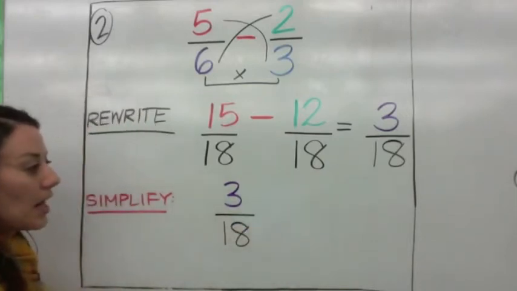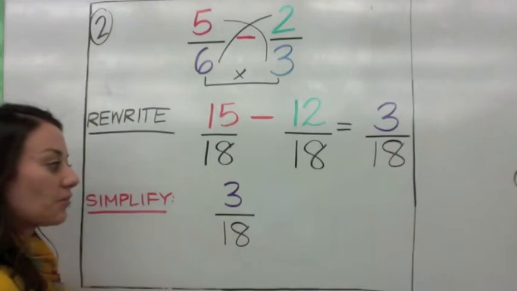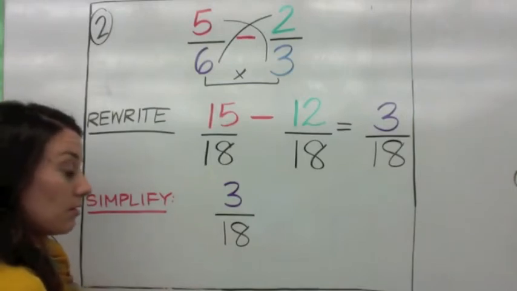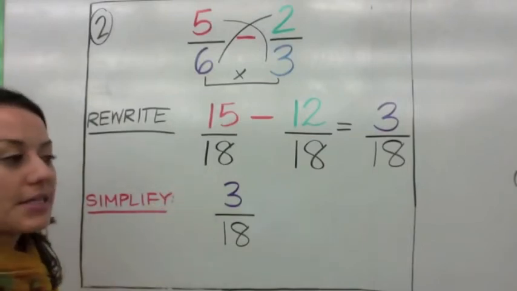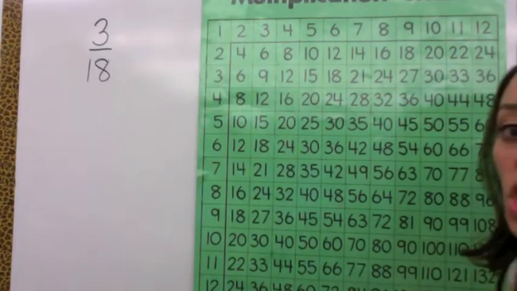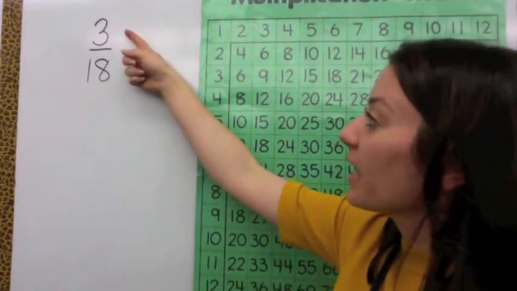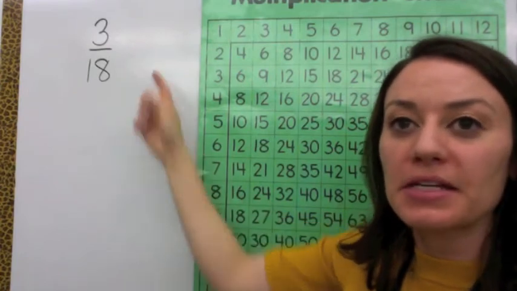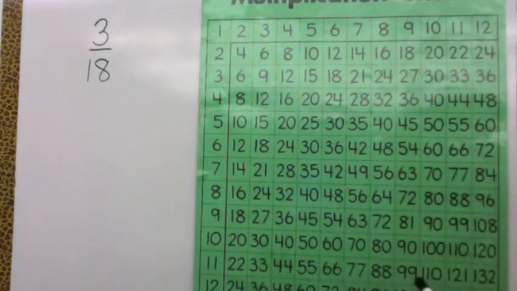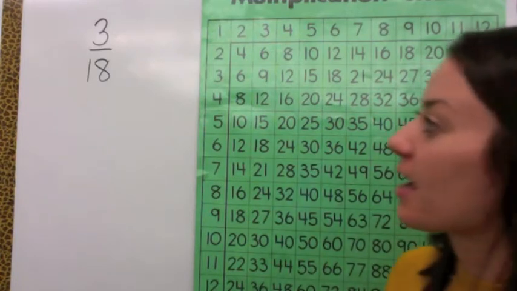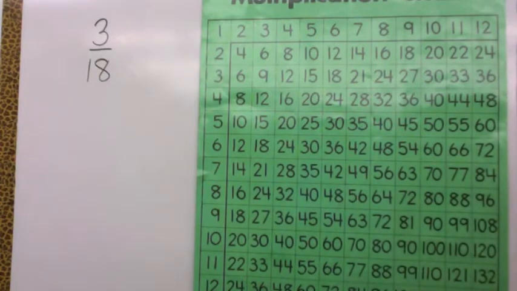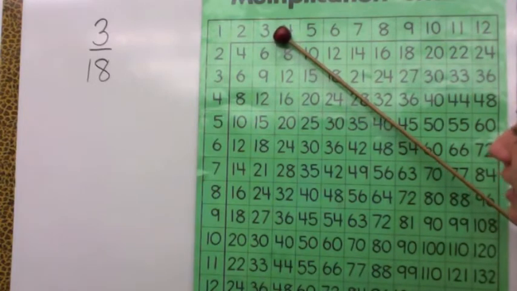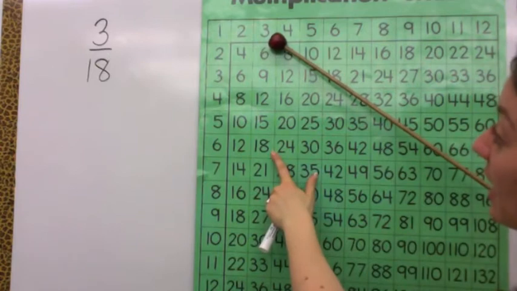Okay? I'm going to ask yourself, can I simplify this fraction? Think about it. Where are 3 and 18? Where is 3 over 18 on the multiplication chart? Let's look. So we're trying to simplify 3/18, okay? Simplify means divide. Okay, so look at the multiplication chart. Which column is 3 over 18? Where do you see 3 over 18? Why don't you look at column 3? In column 3, you have a 3. Do you have an 18? Yes.